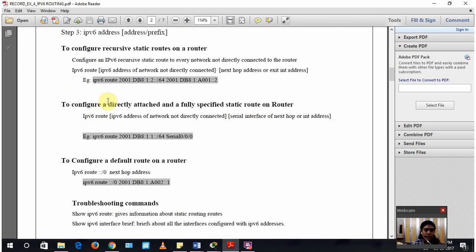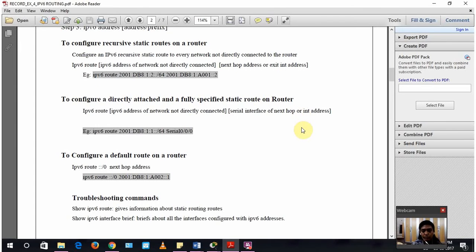If we have to configure a directly attached or fully specified static route on a router, then the command is similar: ipv6 route followed by the address of the network that is not directly connected, and then the serial interface of the next hop or the interface address.